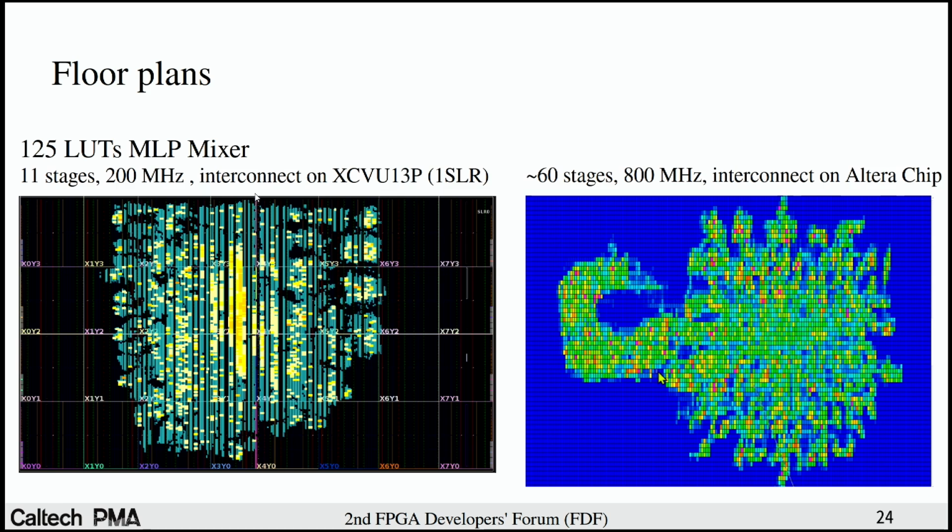And just showing some floor plan. So in Xilinx, we achieved around 20 megahertz, and if you insert a bunch of registers, you can clock it up to 800 megahertz. And that's it.